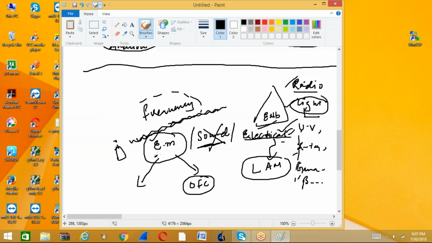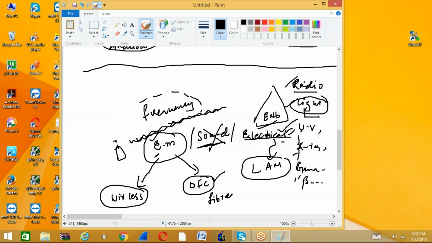So this electromagnetic signal can be transferred using two ways. One is using fiber, that is optical fiber cable. The second one is using wireless.